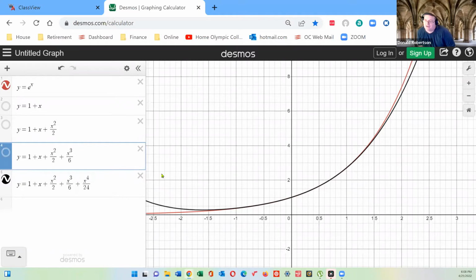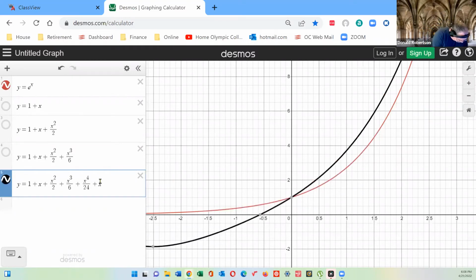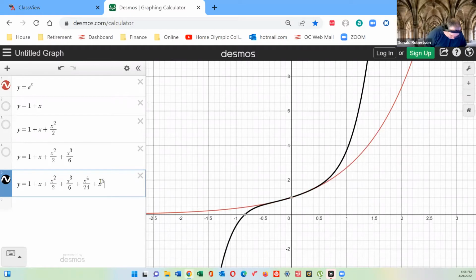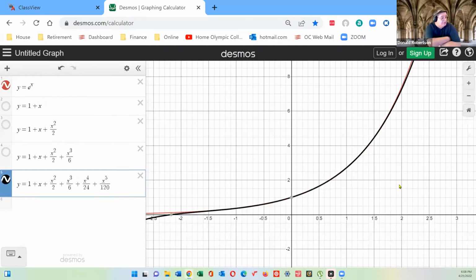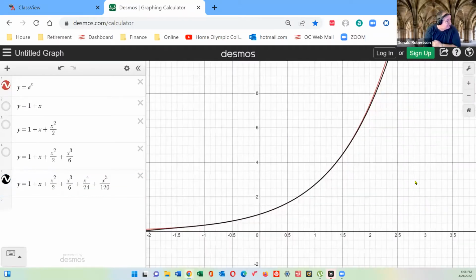E to the x is an infinite polynomial. Power series, infinite polynomial. If I added one more term, which is x to the power of 5 over 5 factorial, which is 120, would you agree that I've nailed it for a big chunk of space? That is proof number 1.